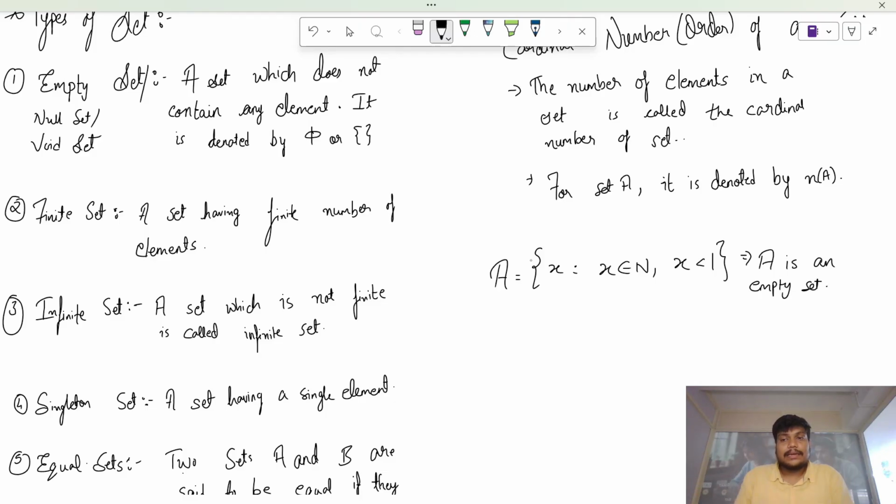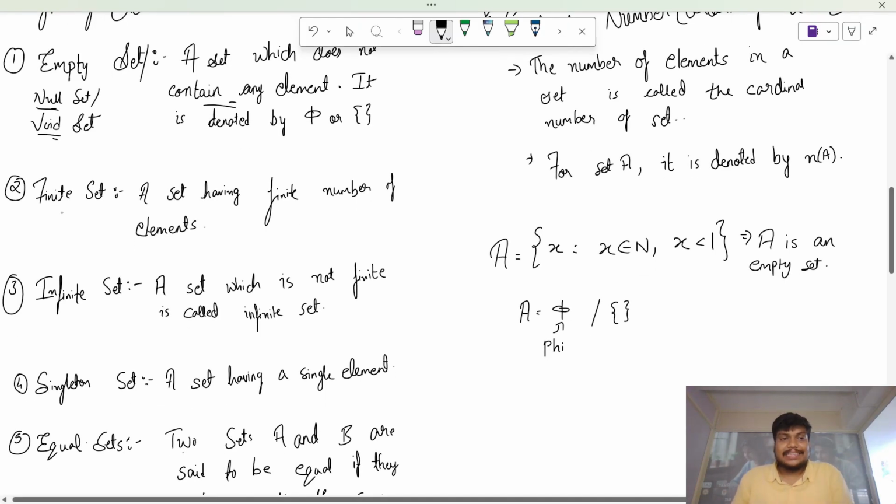What is an empty set? A set which does not contain any element. And how do we denote it? We denote it by this symbol, which is called phi, or I can use the empty curly brackets, empty braces. Both of these denote an empty set. We also call an empty set a null set or void set, different names for the same set.